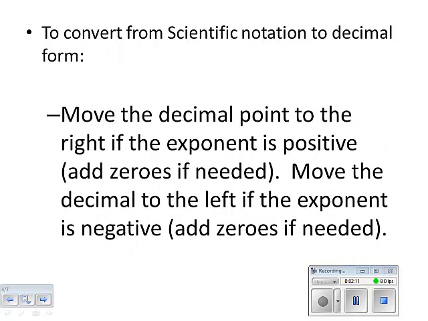Okay, going the opposite direction, from scientific notation to decimal form. You're going to move the decimal point to the right if the exponent is positive. And you're going to have a bunch of spaces that don't have numbers in them. That's going to happen. When that happens, just add zeros to those empty spaces. If it's in front of the decimal or after the decimal, it doesn't matter. Just put zeros in your empty spaces. Then move the decimal point to the left if the exponent is negative.